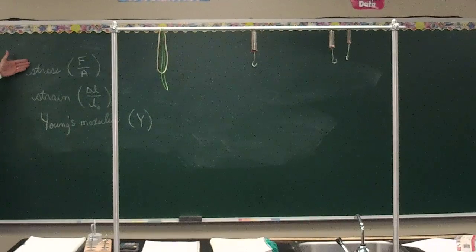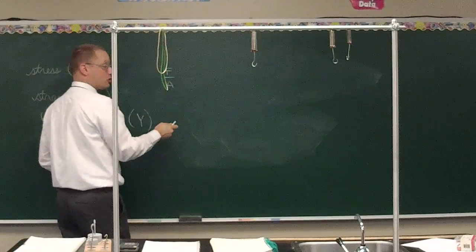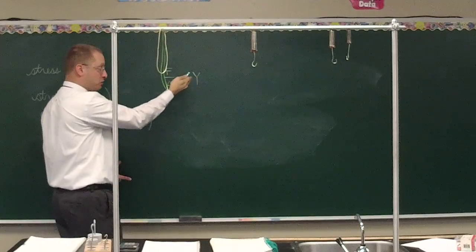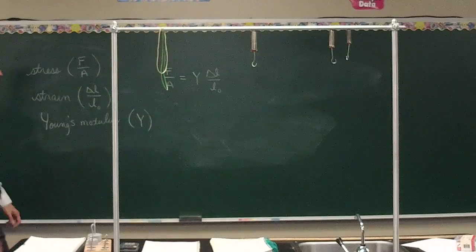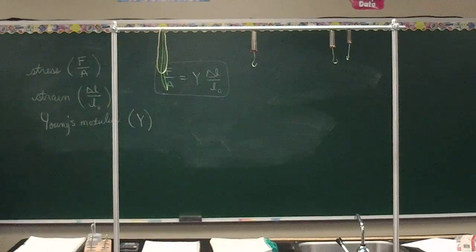So since stress and strain are proportional, just as force and stretch were proportional, we could say that F over A, stress, equals the proportionality constant, just like K, but now it's Y, times not stretch, but strain. Change in length over original length. And here's the next equation you need to know for this chapter. F over A equals Y times delta L over L sub O. Stress proportional to strain.